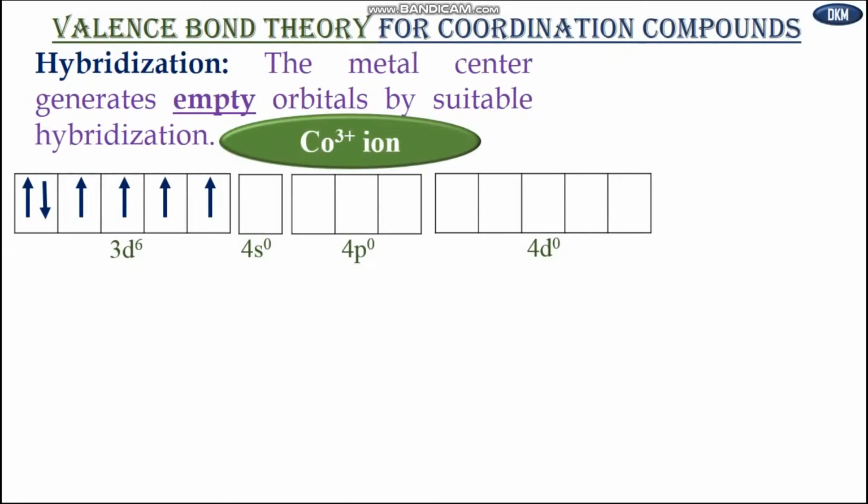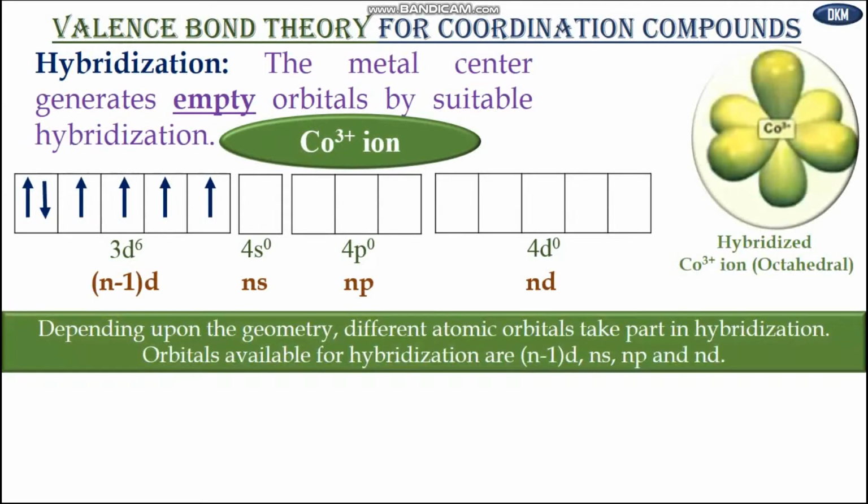During hybridization, partially filled 3d and vacant 4s, 4p and 4d orbitals can take part in hybridization. Basically, the number and nature of orbitals taking part in hybridization depend on the structure of the coordination compound. In general, depending upon the geometry of the complex, different (n-1)d, ns, np and nd orbitals take part in hybridization. You know, here n represents the outermost principal quantum number of the neutral metal atom.